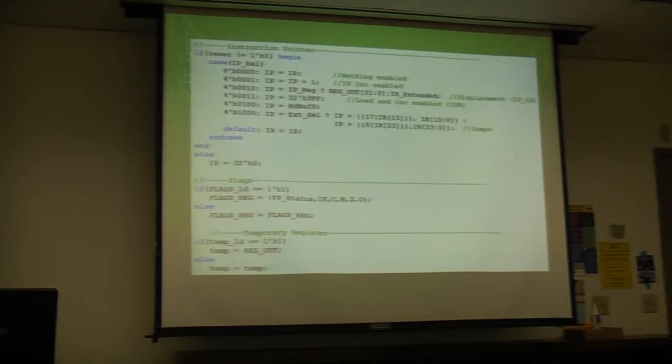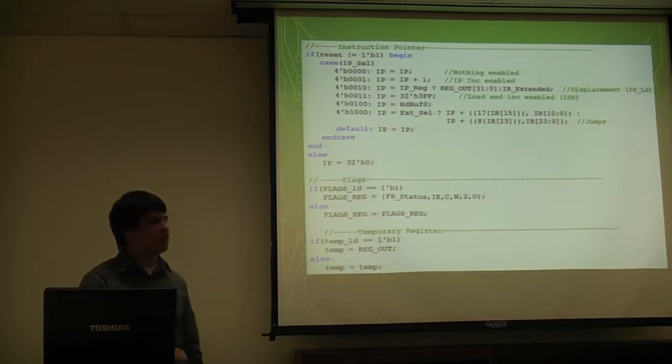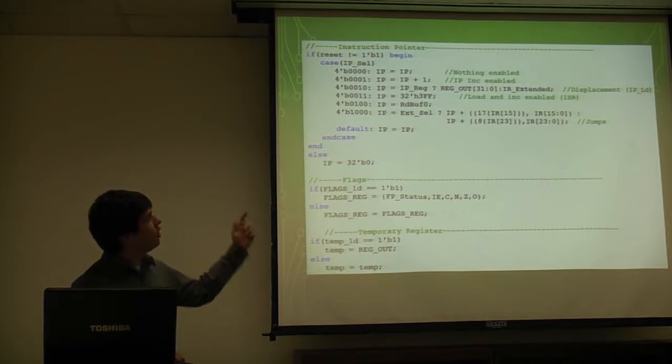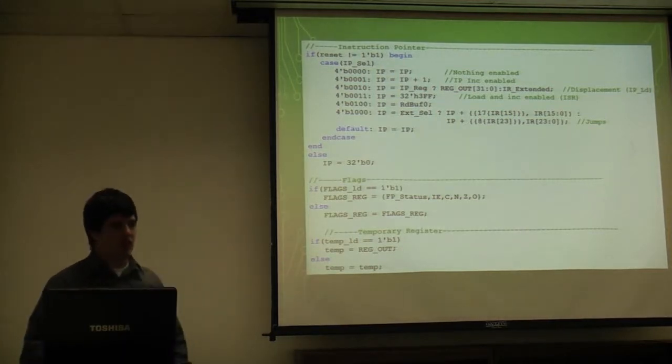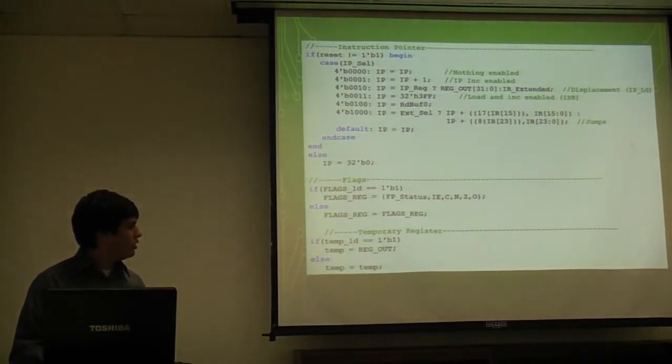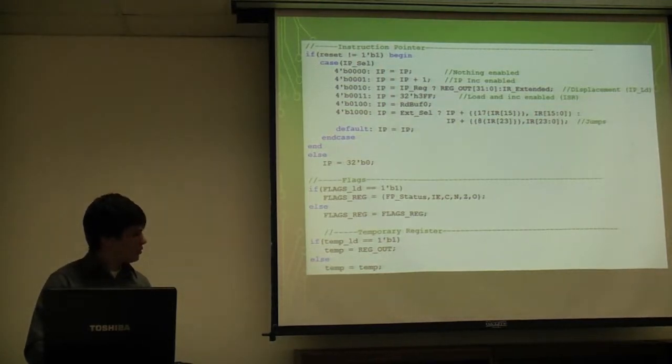Alright, so our instruction pointer has quite a few functions. Again, though, it's very similar to the memory address register. It can either stay the same, increment, it can receive output from the register or from our IR register for IP load instruction. It can also take input from read buff 0 and of course the concatenation of signals for jumps. And the flags, we put a load enable on it so that not all instructions change the flags, like load should not change the flag. But we have the flags load control signal in every state, so we just make sure nothing happens that we don't want it to. And the temporary register will only load with the load enabled.